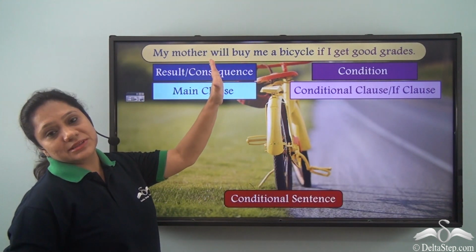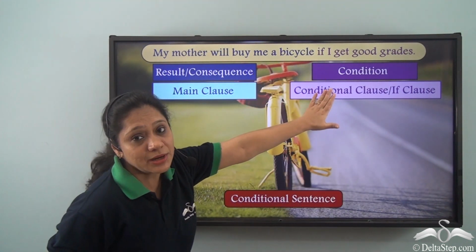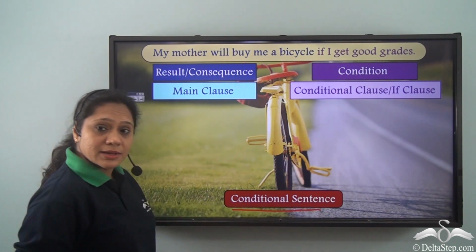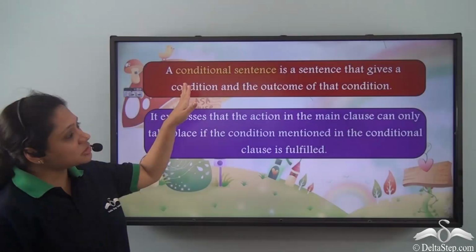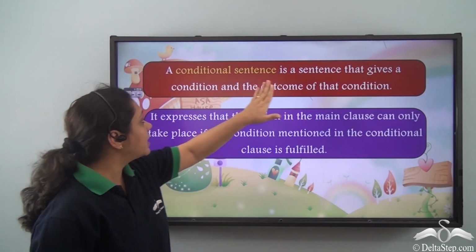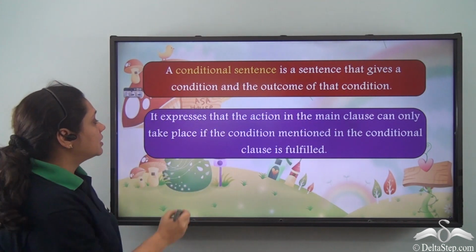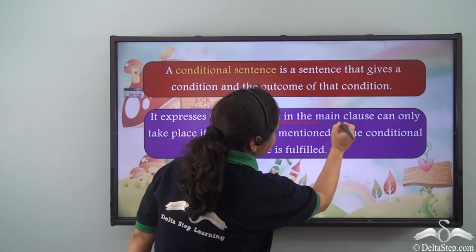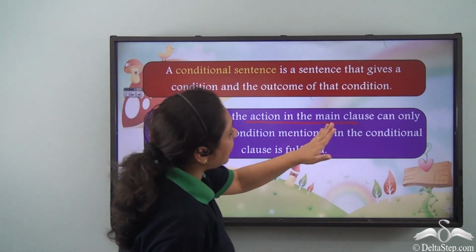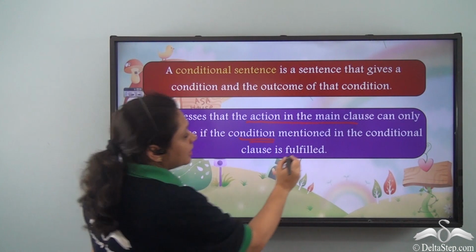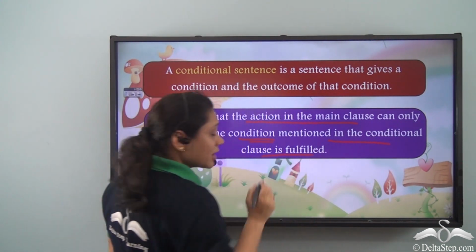Now, this kind of sentence which shows a condition and a result is known as a conditional sentence. A conditional sentence is a sentence that gives a condition and the outcome of that condition. It expresses that the action in the main clause can only take place if the condition mentioned in the conditional clause is fulfilled.